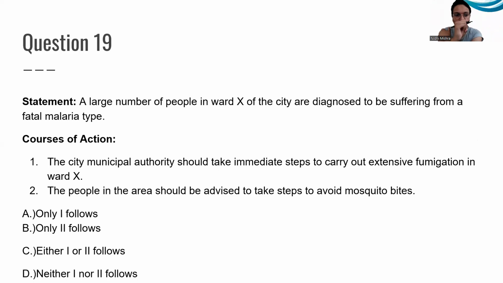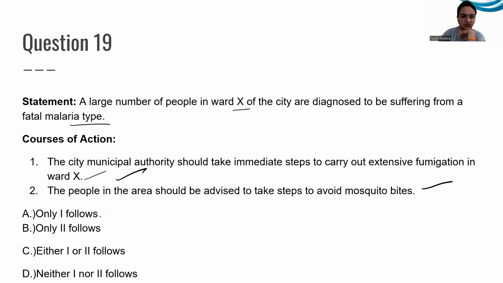Now, let's see this statement. A large number of people in Ward X of the city are diagnosed to be suffering from the fatal malaria type. Courses of action. So what should be done? The city municipal authority should take immediate steps to carry out extensive fumigation in Ward X. Means that spray against that malaria mosquito should be there. Correct. The people in the area should be advised to take steps. Correct. Prevention is important, and prevention should be from the person side also and from the government side also. So this is also correct. Both are correct.